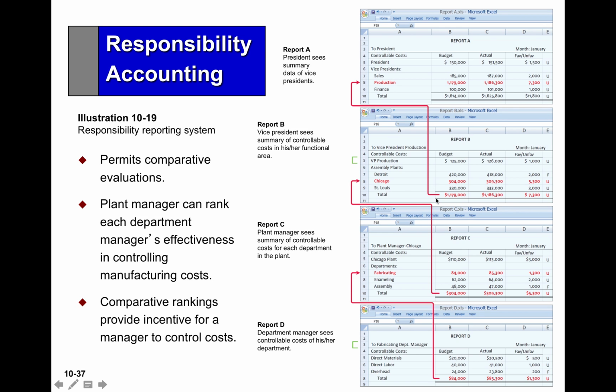And then the same thing for this unfavorable variance of 7300 becomes just a small piece for the president, who is responsible for the whole company. Production is one thing. The president is also responsible for sales and finance. And so for the total company, the 11,800 unfavorable variance, right?